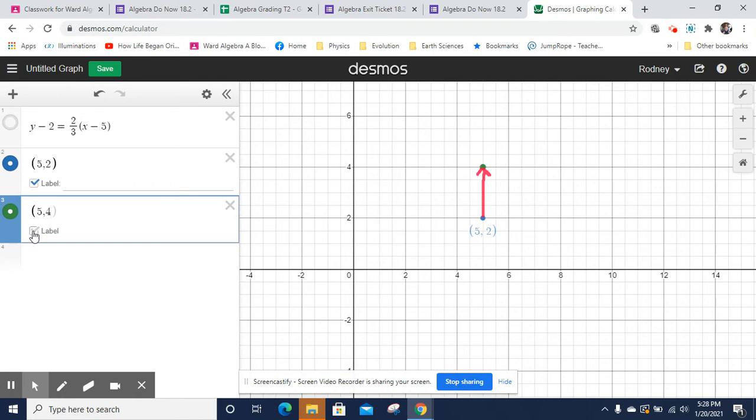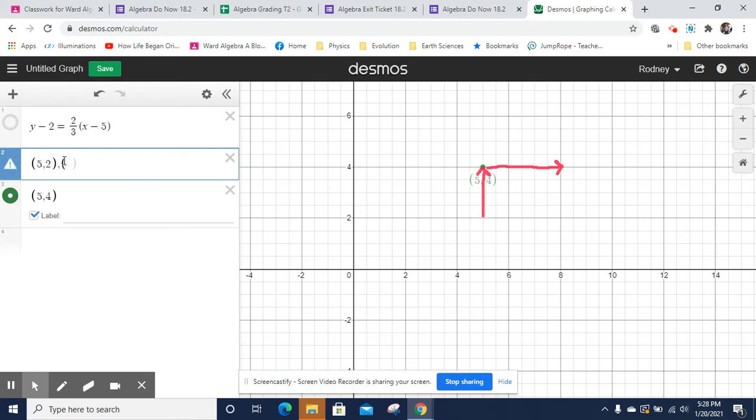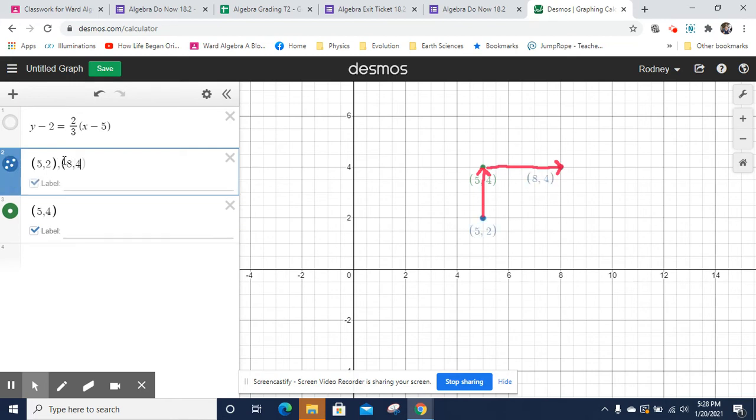Okay, so that's not going to be on the line, but that is part of our pathway to another point that's on the line. So we go up 2 and then over 3. So over 3 from (5, 4) means we're going to go 1, 2, 3, like that. And then we'll be right here at an x value of 8 and a y value of 4. So our next point is going to be (8, 4).